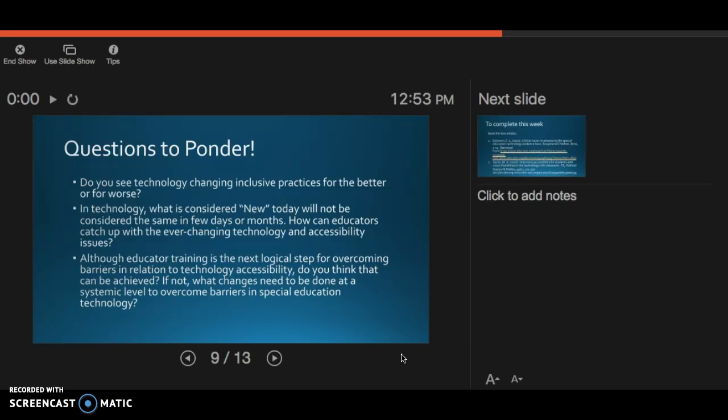And the third question is, although educator training is the next logical step for overcoming barriers in relation to technology accessibility, do you think that can be achieved? If not, what changes need to be made at a systemic level to overcome barriers in special education technology? We tend to put all the blame on teachers: oh, we just have to train them and they should be able to do it. But is it feasible to train all the teachers with the latest technology all the time? Or do you think of another change that could overcome this barrier in special education technology?